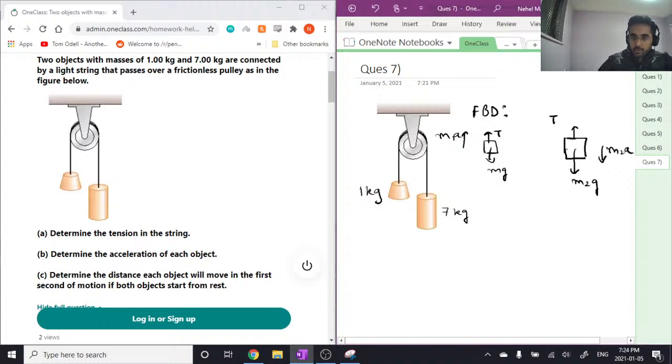Okay, so from this we can write the equation of motion to be m1a equals T minus m1g, and then for this one we would get m2a equals m2g minus T. Let's call this equation 1 and let's call this equation 2.